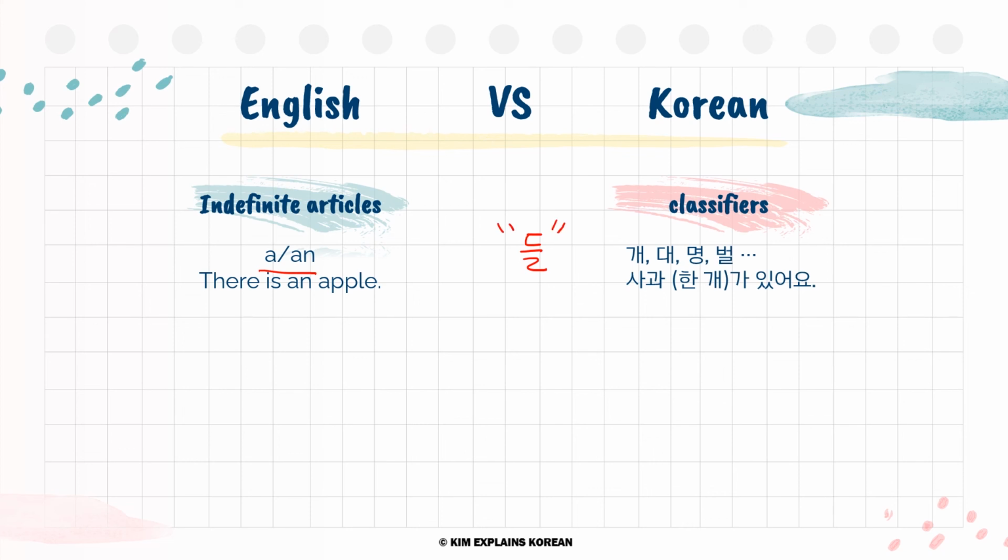But we have classifiers, in other words, counting words. Classifiers play an important role in East Asian languages, including Korean. If we want to say how many exactly, then we use classifiers. We have several classifiers depending on the type of its referent. For example, 개 is a classifier for common things. 대 classifier for vehicles. 명 classifier for people. 벌 classifier for clothes, and so on.